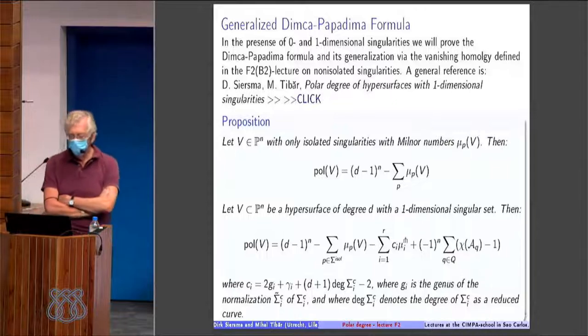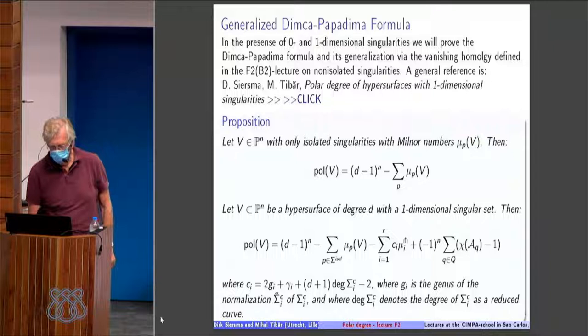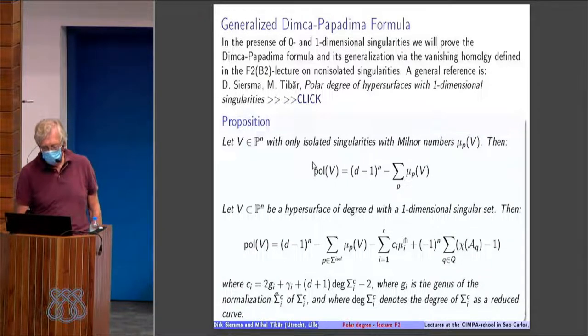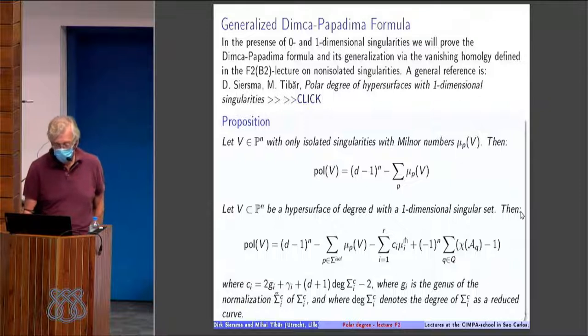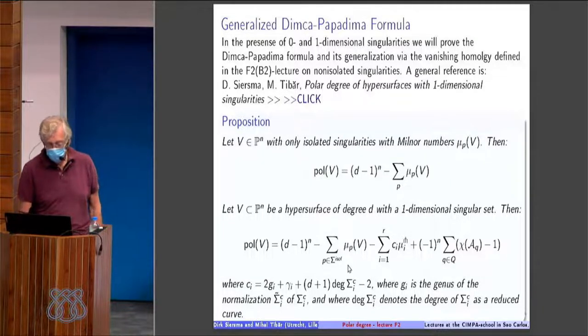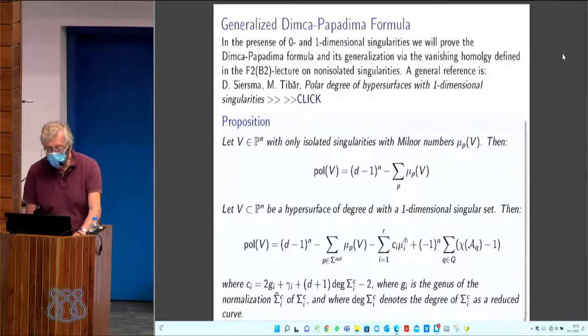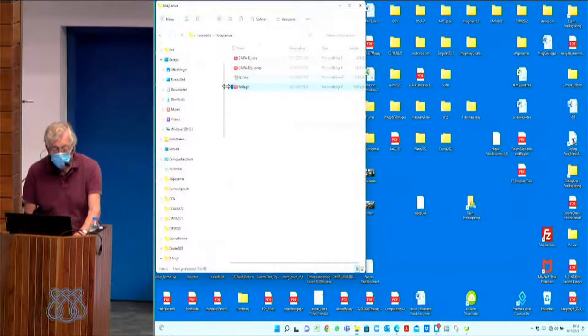Then we talked yesterday about the Dimca-Papadima formula. This is the formula for isolated singularities. And you know that Mihai and I always like to look at non-isolated singularities. And as first case, we always take the one-dimensional singular set. So the point is, what happens if you have a one-dimensional singular set? The answer, we could solve it. And we have a formula. And in this formula, you see the Milnor numbers of isolated singularities of V. You see a part for the non-isolated singularities in general and for special non-isolated singularities. And I will show this formula using some other file. I go back to the file I had in the first week.